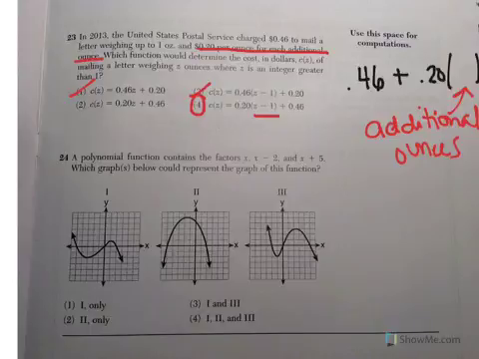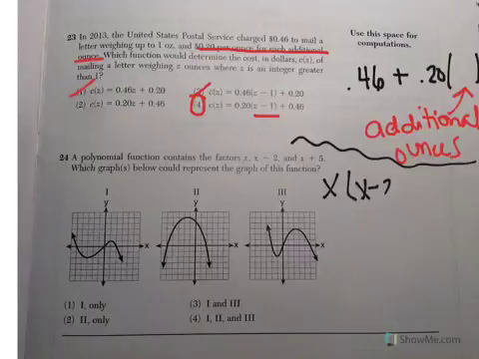Okay, last multiple choice question. 24 says a polynomial function contains the factors x, x minus 2, and x plus 5. Which graphs below could represent the graph of this function? So what you need to know, and we actually had a math lab on this a while ago, when you're talking about factors, right, so you have x, you have x minus 2, and you have x plus 5. These are your factors. They had an equation, and they already factored it for you, which is nice. And this all should equal 0.